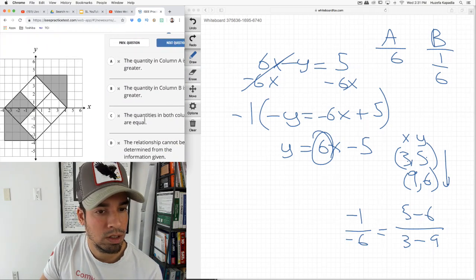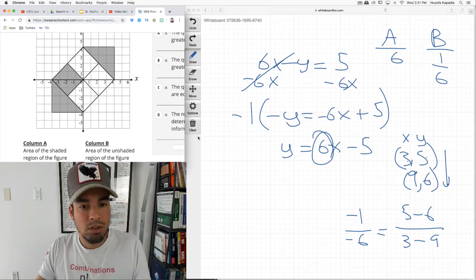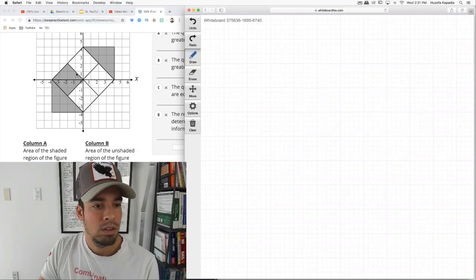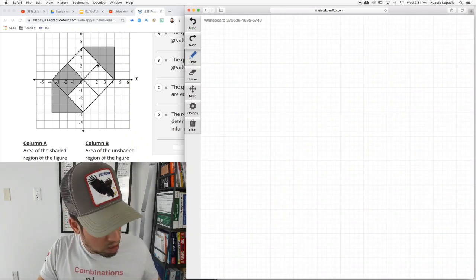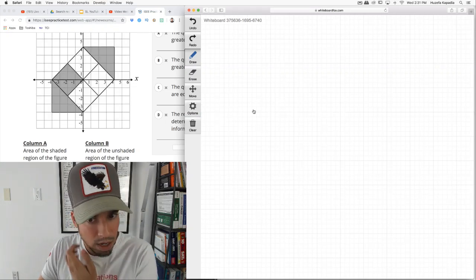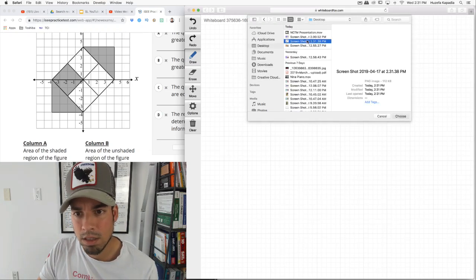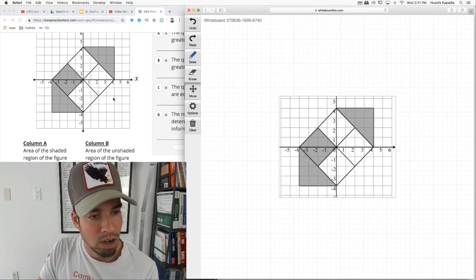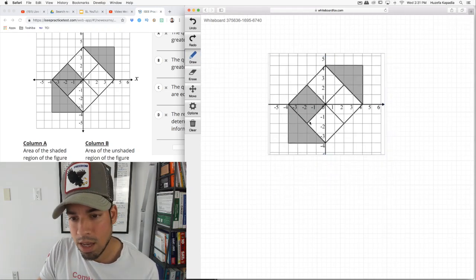Uh-oh, this is glitching, it looks like. All right, the area of the shaded region, the area of unshaded region. Okay. So these guys all look to be equal. And, oh, you know what? I think this makes sense if we draw on this guy. This is like a spatial reasoning problem, in a sense. And I could calculate it, but that would take too long. I can see that.